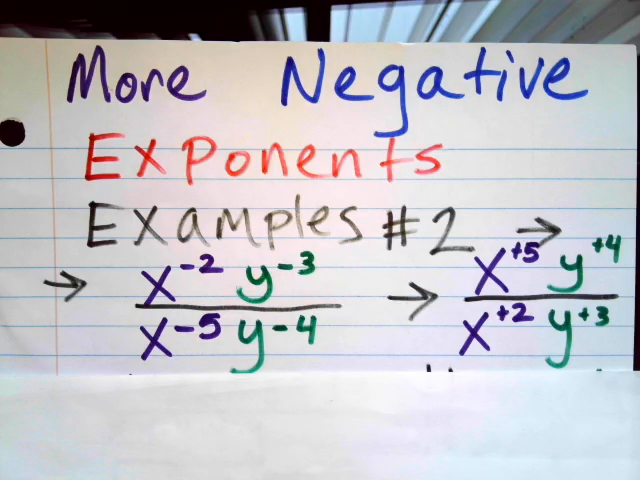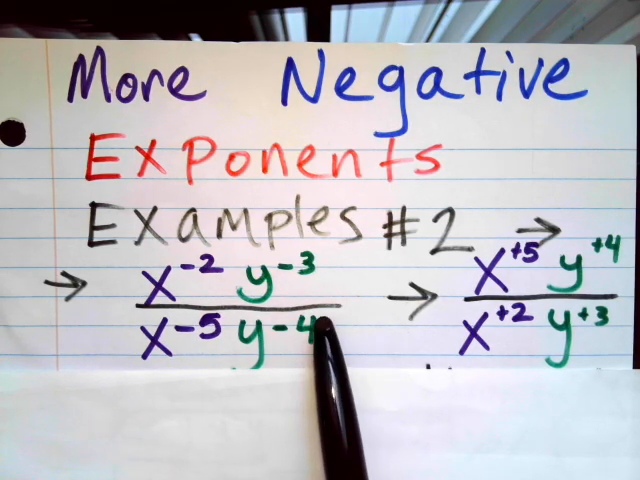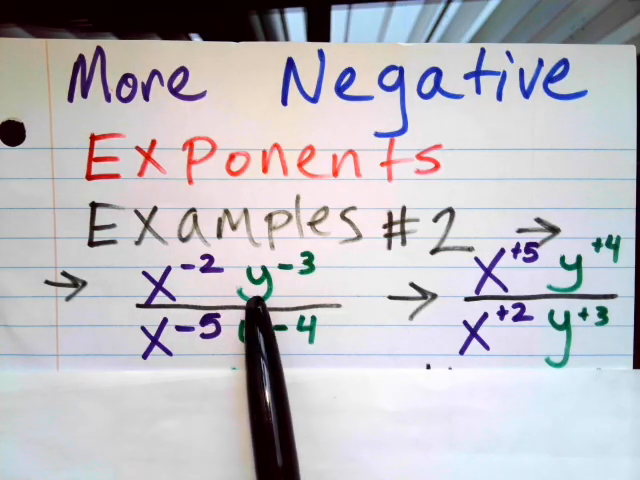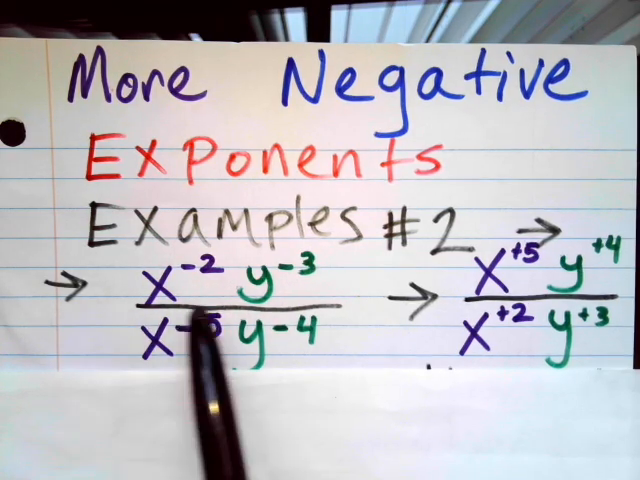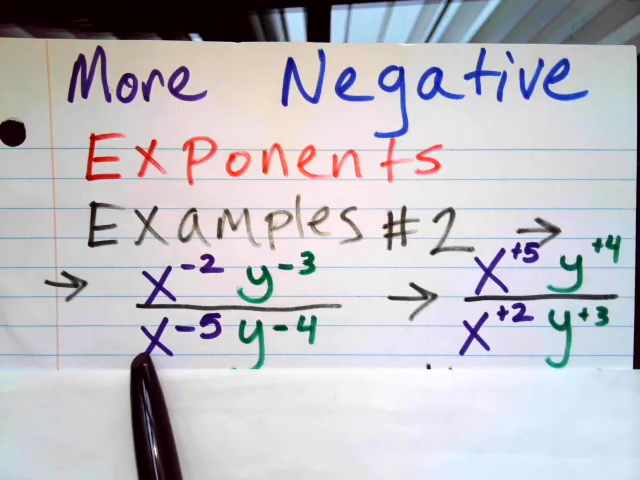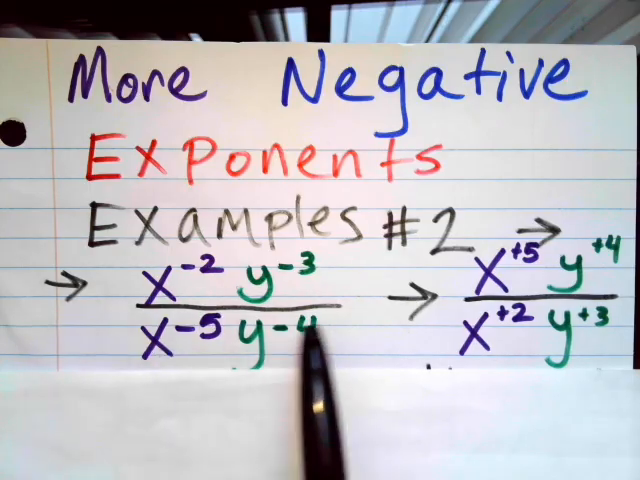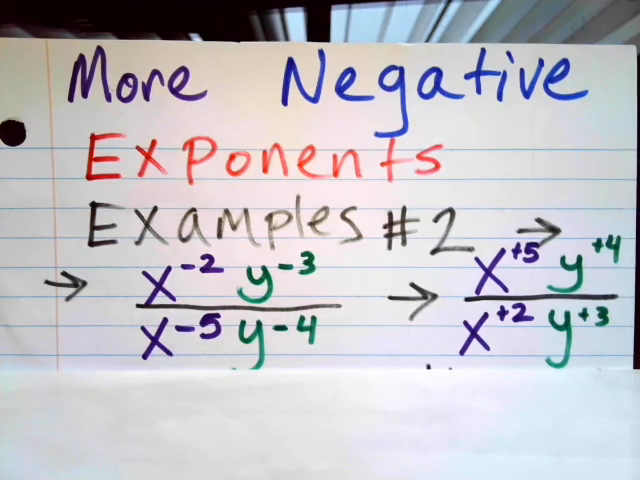In this second video, I'd like to talk a little bit more about the negative exponents rule. And simply put, I'm going to go over example number 2. In this term, we have x to the negative 2 times y to the negative 3 divided by x to the negative 5 times y to the negative 4. Remember, every fraction is a division problem.